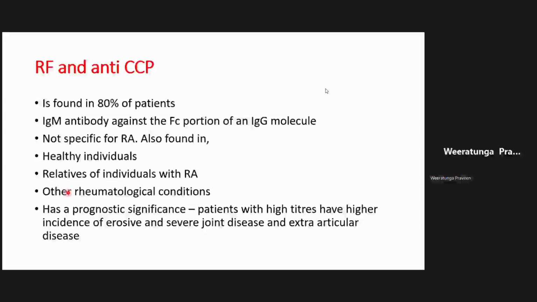Like you saw with anti-CCP, high rheumatoid factor indicates poor prognosis, right? Higher titers of rheumatoid factor mean more erosive, more progressive disease, and a higher incidence of extra-articular disease. So rheumatoid factor, like anti-CCP, has prognostic significance. People who have higher titers have worse disease, more erosive, more severe disease, and also extra-articular disease.